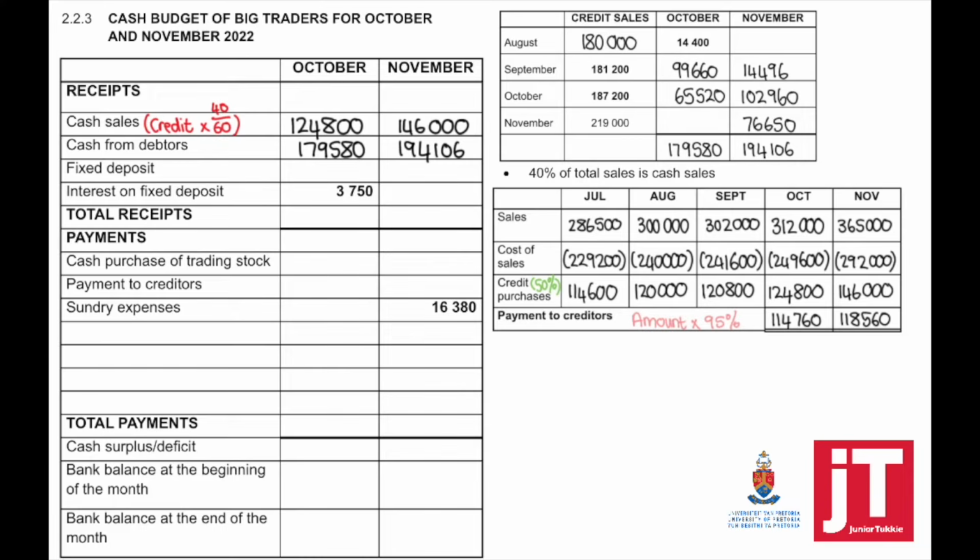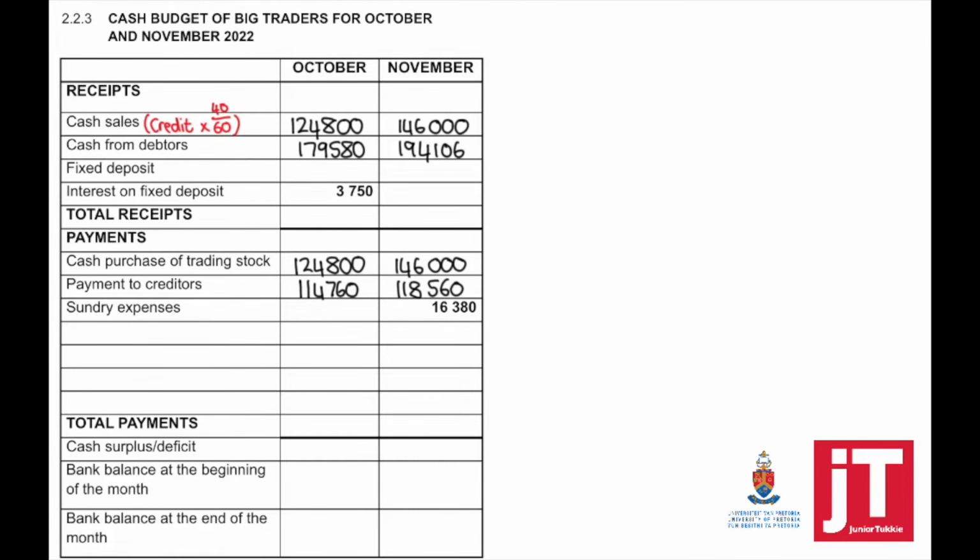Cash purchase of trading stock, 50% was credit, which means 50% was cash. So we can use the same figures that we've calculated in the creditor's payment schedule. For October, 124,800, and for November, 146,000. Payment to creditors, the same as with debtors, make sure you use the same figures which you've calculated in your creditors payment schedule. Do not go and show different amounts.